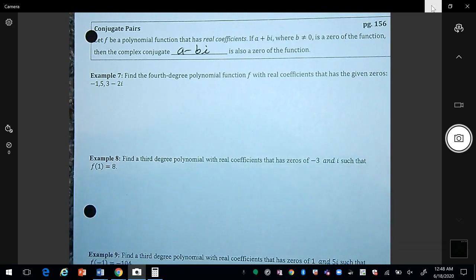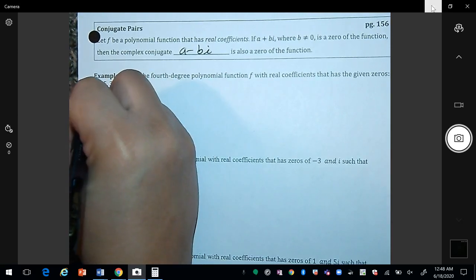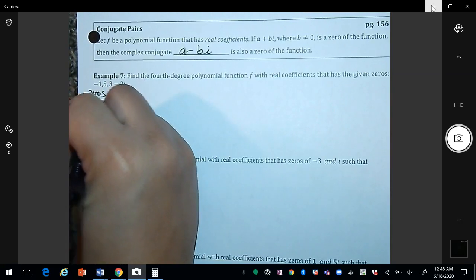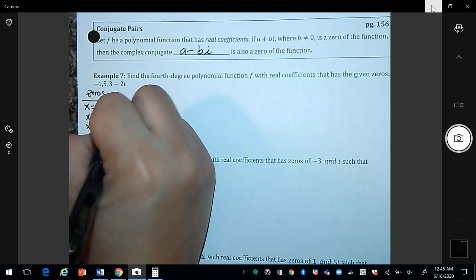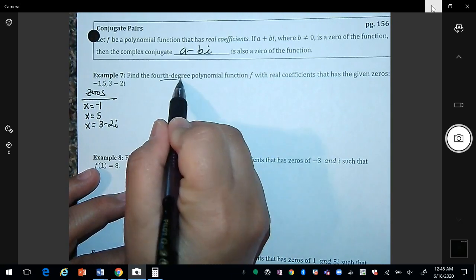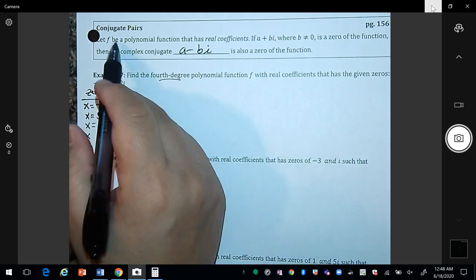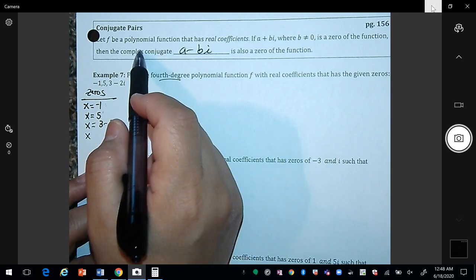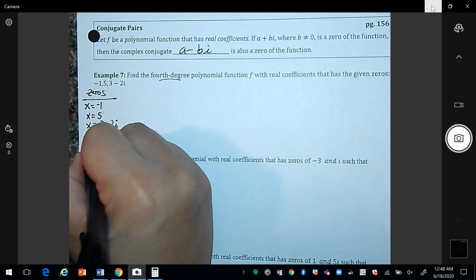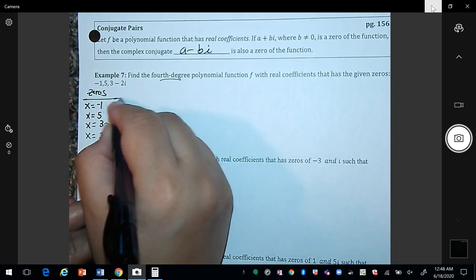So the first thing you want to do is go ahead and list your zeros here. So we have x equals -1, x equals 5, and x equals 3 minus 2i. They tell you that this is a fourth degree polynomial, so you should have 4 zeros listed. So the conjugate pair definition above tells us that if we have a complex number, then its conjugate, in this case 3 plus 2i, will also be a 0.